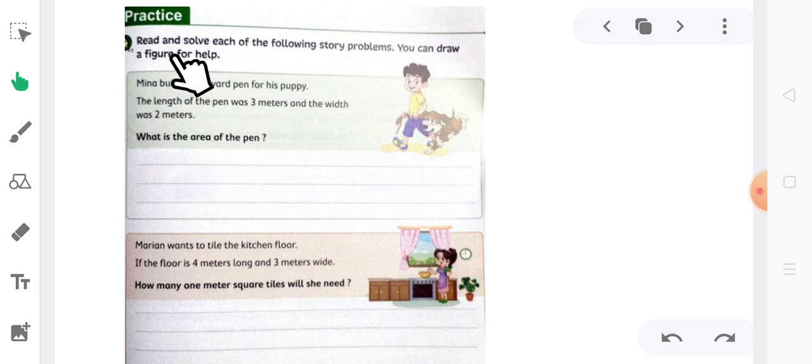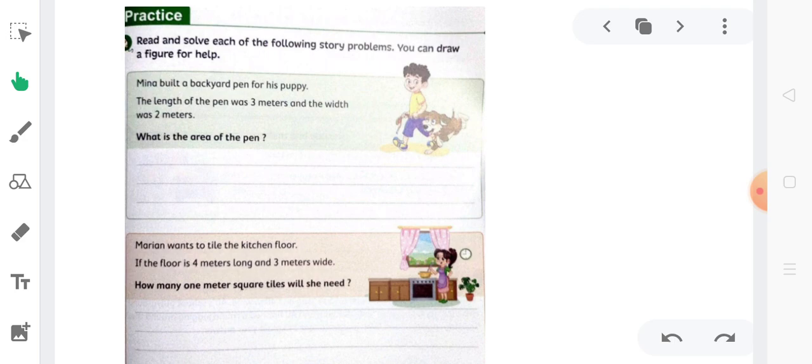Read and solve each of the following story problems. You can draw a figure for help. Mina built a backyard pen for his puppy. Mina wants to build a home for his puppy. The length of the pen is 3 meters and the width is 2 meters. What is the area of the pen?